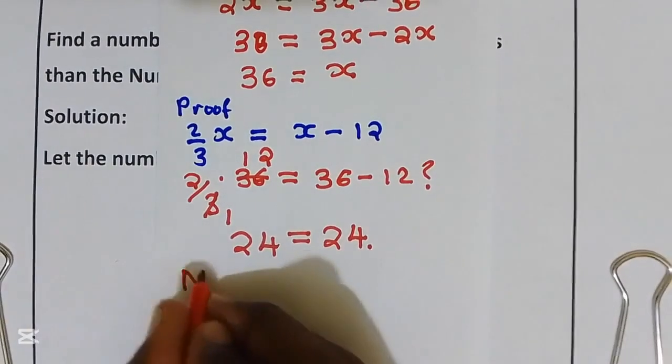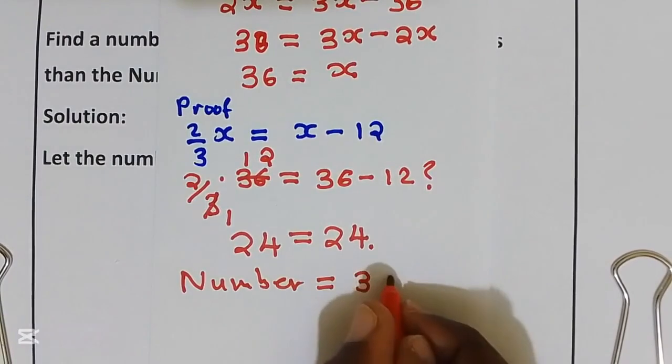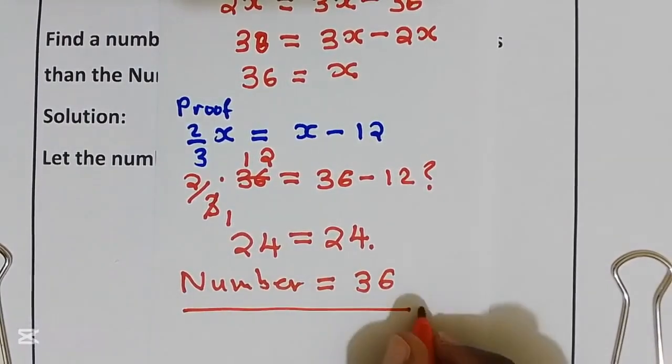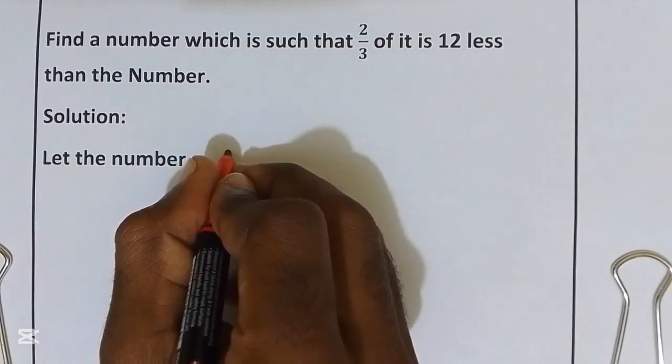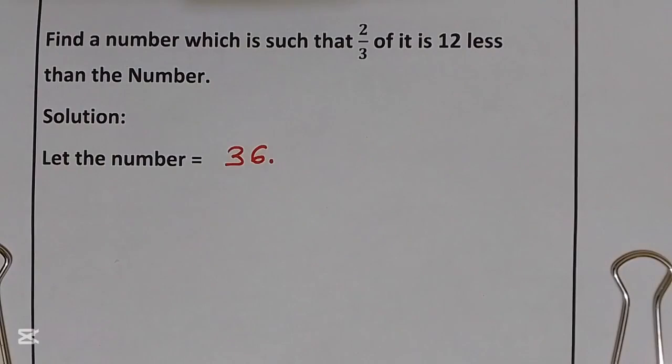So, our number is equal to 36. Our number is 36. I hope you understand this question.